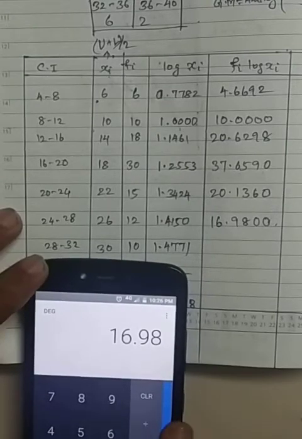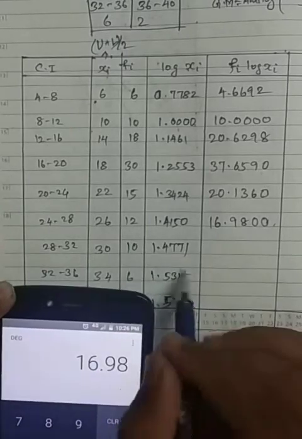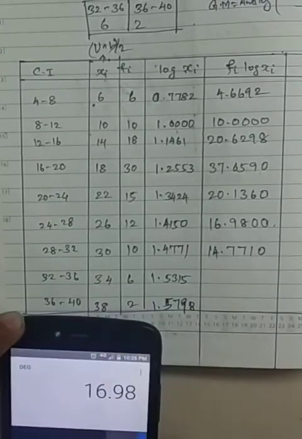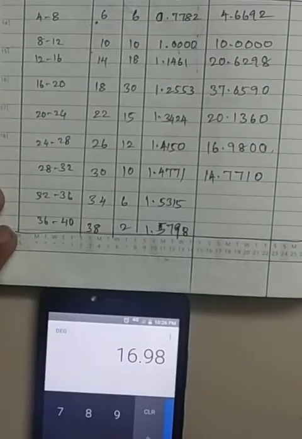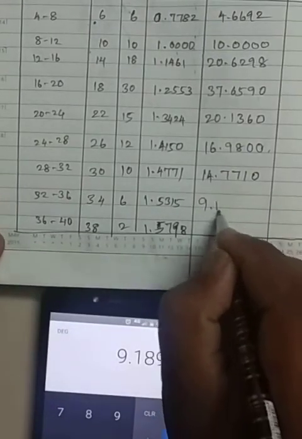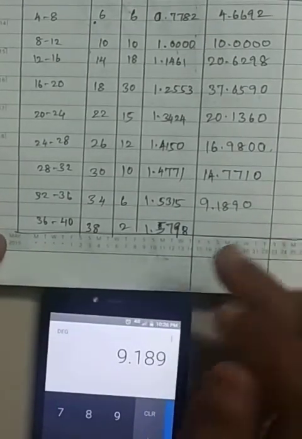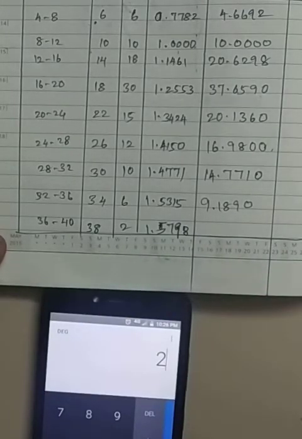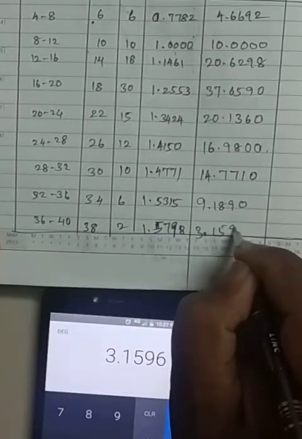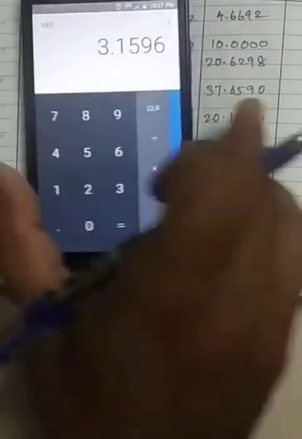Okay, next one we have 10 into 1.4771. Now just simply shift the digit, so it will come 14.7710. Next we have 6, so I will do 6 into 1.5315, so that answer is coming 9.189. So 9.1890 you add it, it's not an issue. Next we have 2 into 1.5798, that answer is 3.1596 is coming. So that's the value I have taken, everything we have taken.